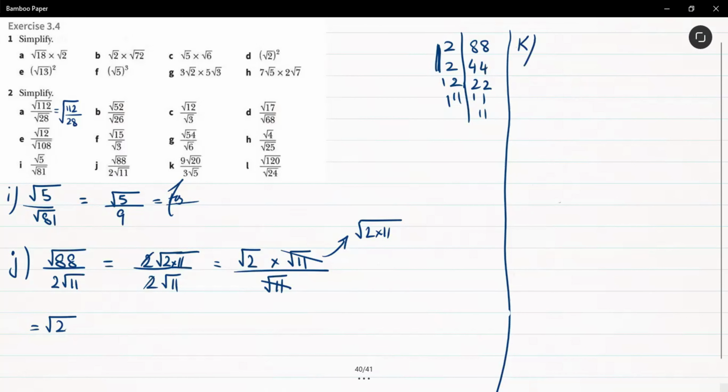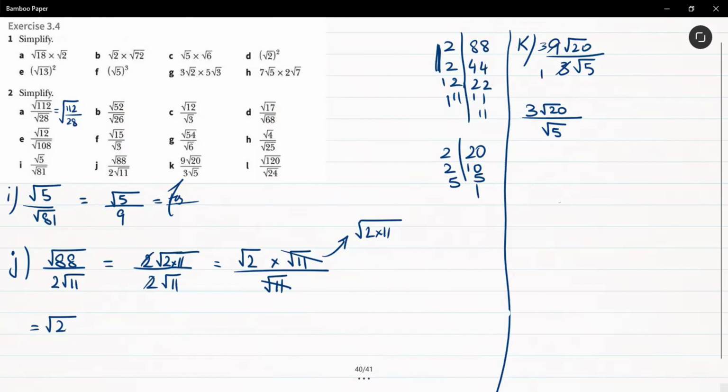So for K, 9 under root 20 divided by 3 under root 5. First of all, before we go on to anything, I would like to simplify this one. 3 ones are 3, 3 threes are 9. So we get 3 under root 20 divided by under root 5. Now, can we simplify 20? 2 ones are 2, 2 zeros are 0, 2 fives are 10, and 5 ones are 5.